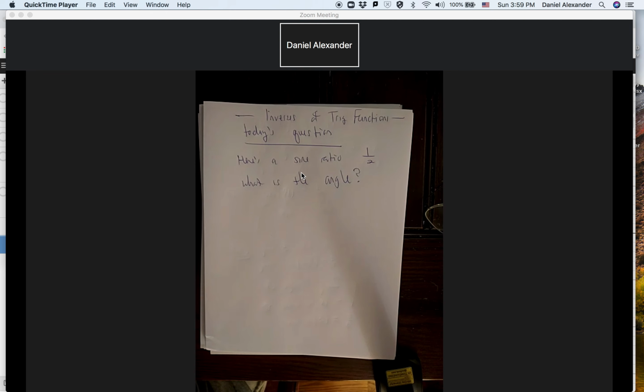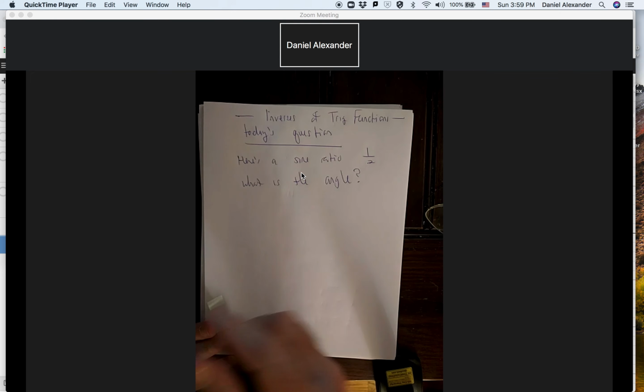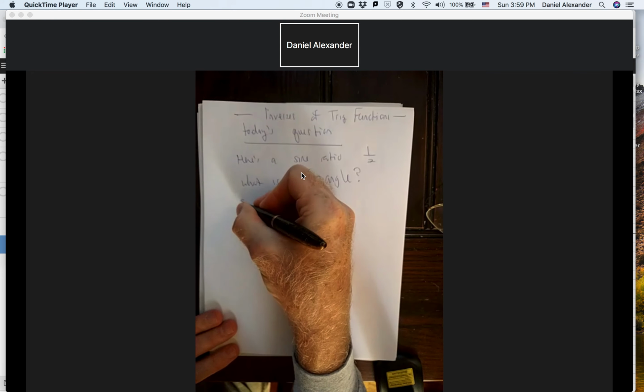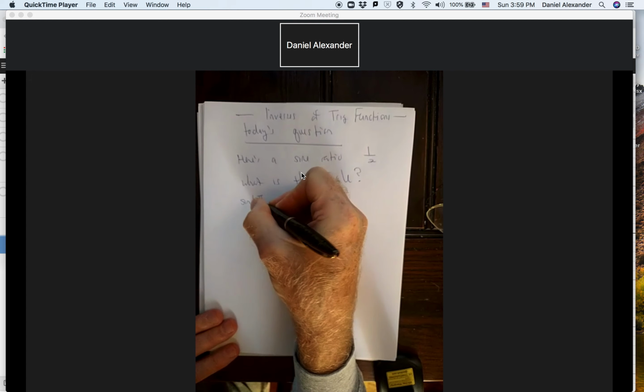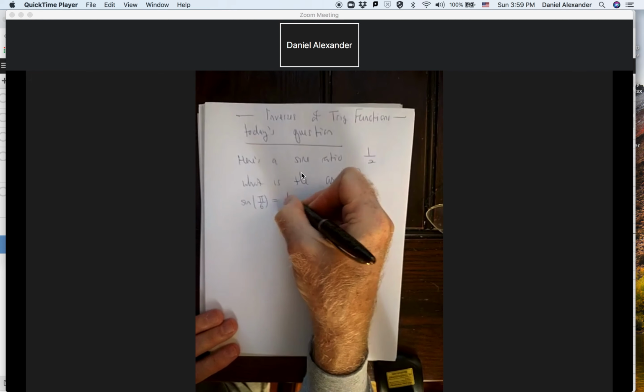We're going to look at the inverses of trig functions. So today's question is, here's a sine ratio, 1/2. What is the angle? Now, you might remember, oh yeah, I know that somewhere, and you look it up on your table and you see, oh, sine pi over 6 is equal to 1/2.